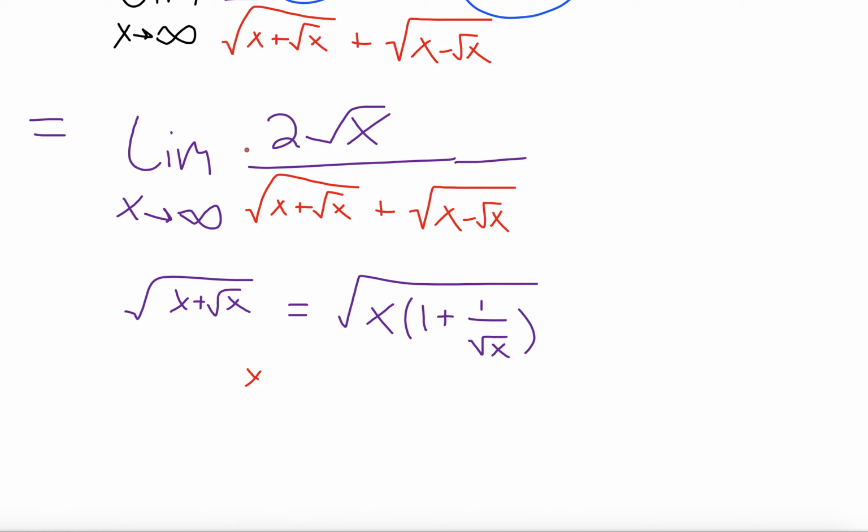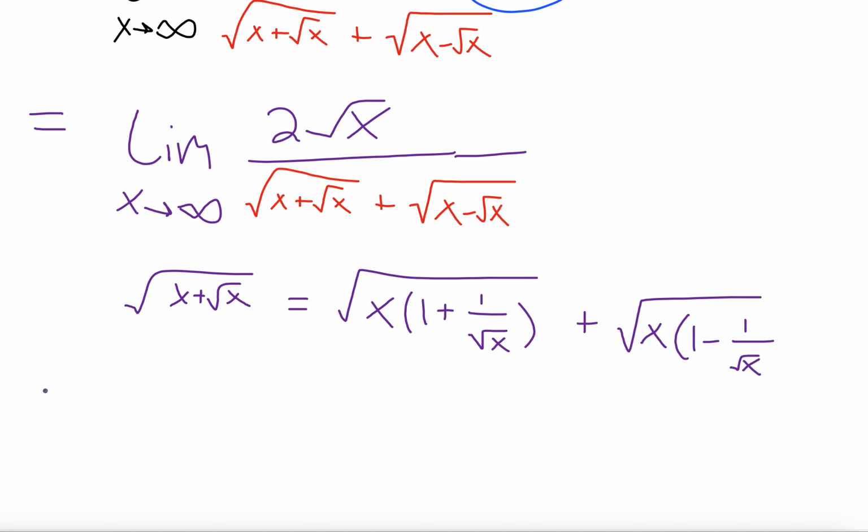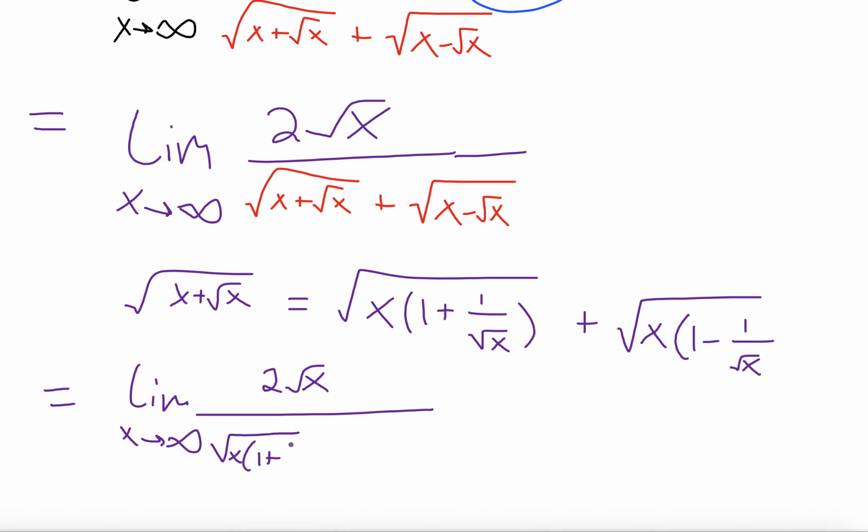So, which means we can factor both the two terms in the bottom as x times root of x times 1 plus 1 over root x, and x times 1 minus 1 over root x, like this. So let's put that in. So this is the same thing as saying the limit as x goes to infinity of 2 root x divided by root of x times 1 plus 1 over root x, plus the square root of x times 1 minus 1 over root x. I forgot to close parentheses here.